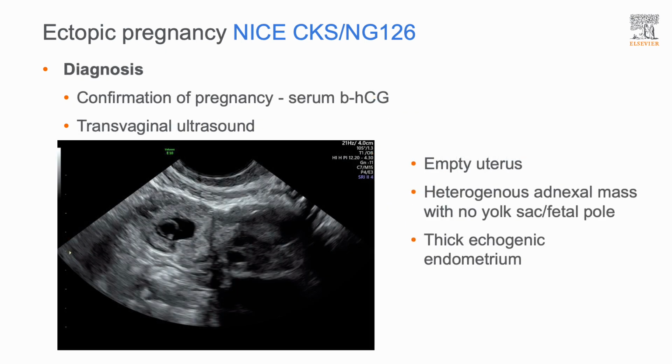The diagnosis of an ectopic pregnancy is confirmed by a serum beta HCG, which confirms the pregnancy, and a transvaginal ultrasound, which you can see here in this image, which will demonstrate an empty uterus and a heterogeneous adnexal mass with no yolk sac or fetal pole, and the endometrium may be thickened and echogenic.